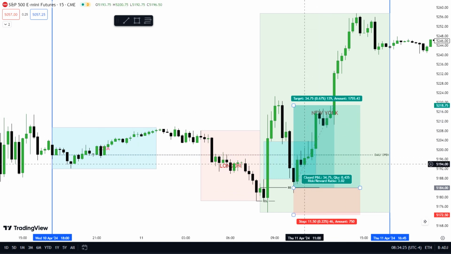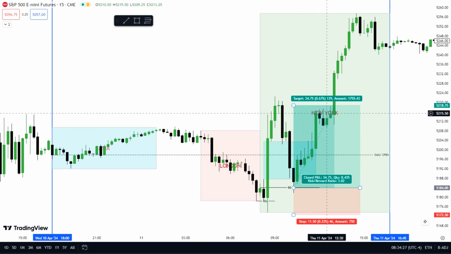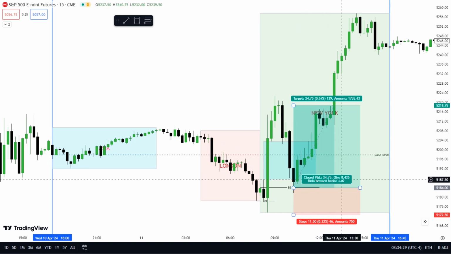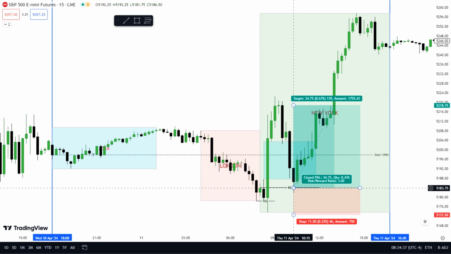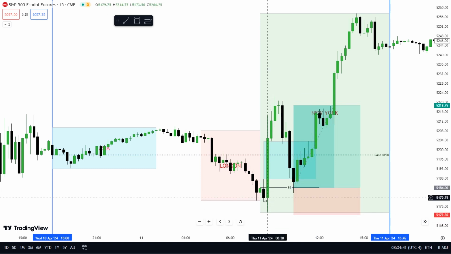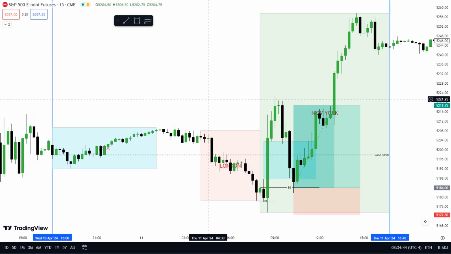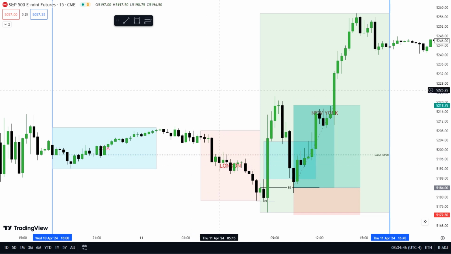Just a few minutes. Actually, this is the 15-minute chart, but in a few minutes you had a 3.02 risk reward ratio. So easy. As you can see, it didn't even push that low to my stop loss. So this is one example of this opportunity.